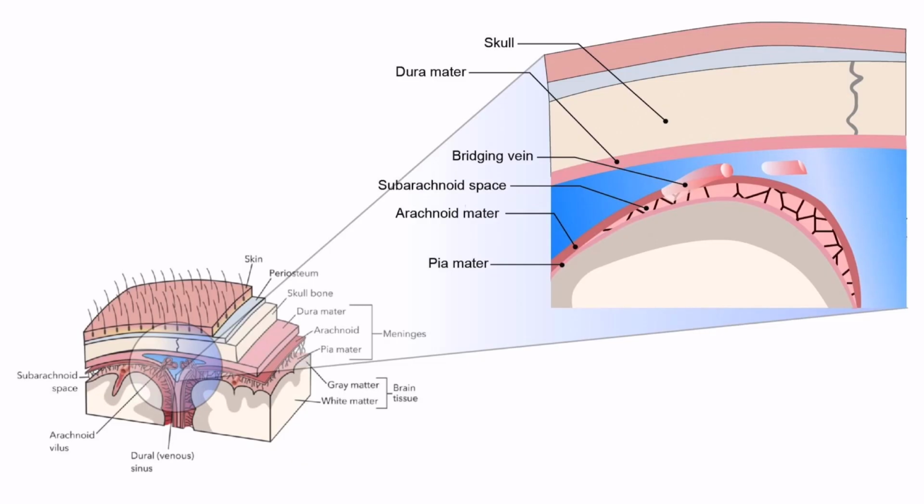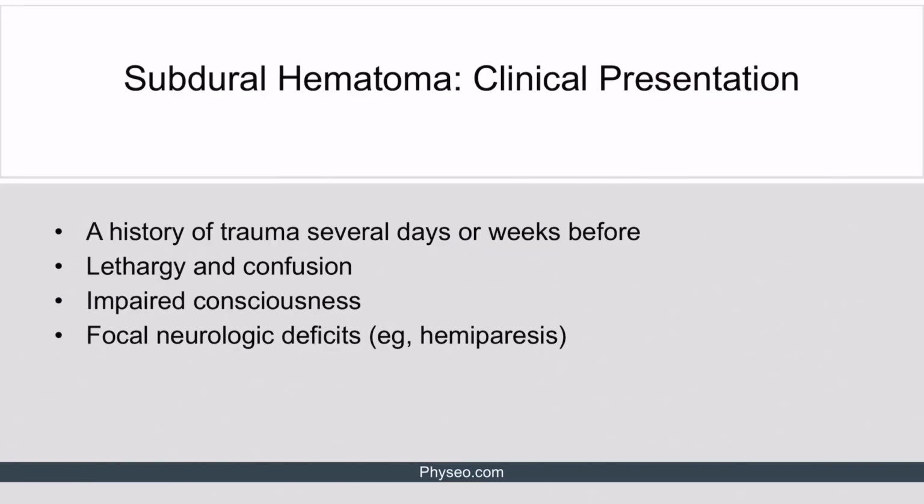This illustration shows the bridging veins. Bridging veins are located in subarachnoid space but go through the dura mater and empty blood into the dural venous sinuses. They are typically ruptured in the subdural hemorrhage. Patients with a subdural hematoma will often report a history of head trauma several days or weeks before presentation.